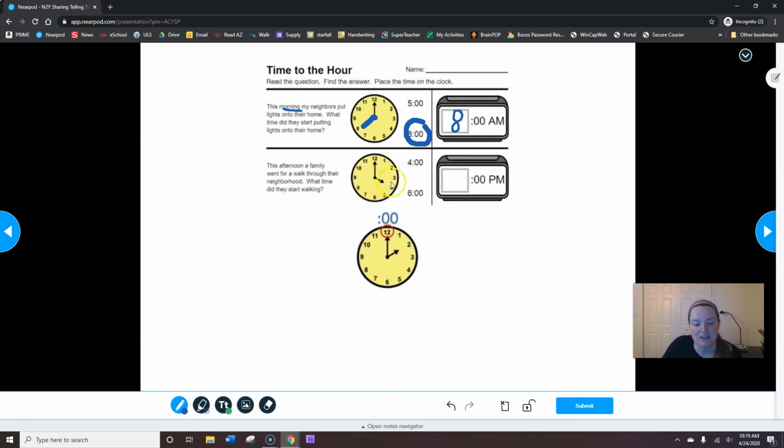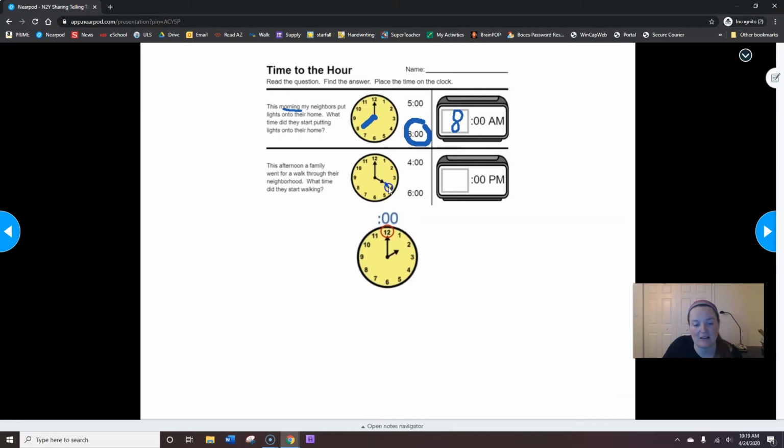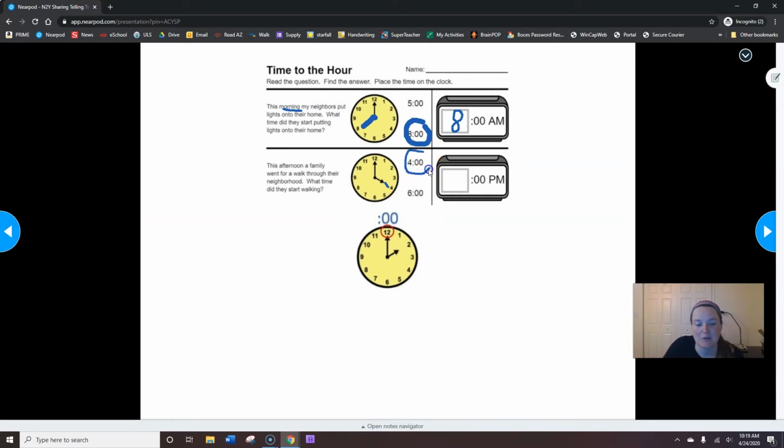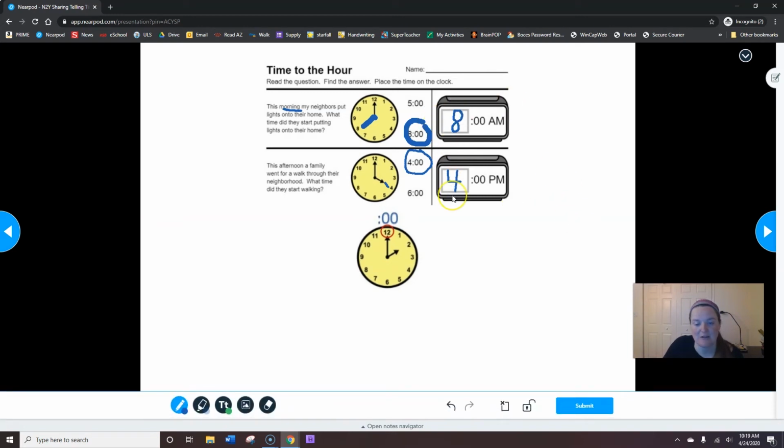So we need to look at the little hand first. The little hand is pointed at the 4. And the big hand's at 12, so it's o'clock. So, does it show 4 o'clock or 6 o'clock? 4 o'clock. Great job. 8 o'clock, 4 o'clock.